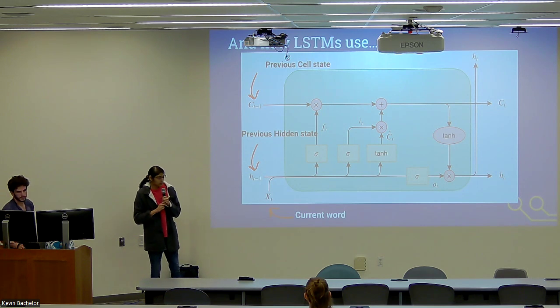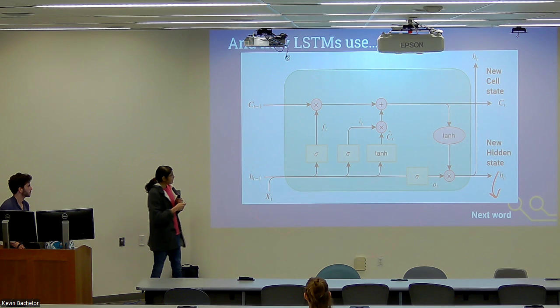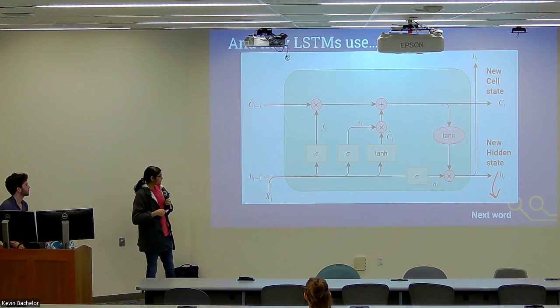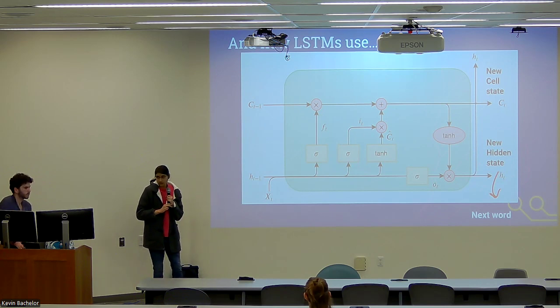So an LSTM uses pretty much a similar logic. It also uses this current word, which in our case was "and". It also uses a previous hidden state. But in addition to that, it also uses something known as a previous cell state. And we'll go into a bit more detail about what these terms mean next. And it uses these components, this previous cell state, this previous hidden state, to get to a new cell state, a new hidden state. And then with this information, it'll be able to determine what the next word should be.